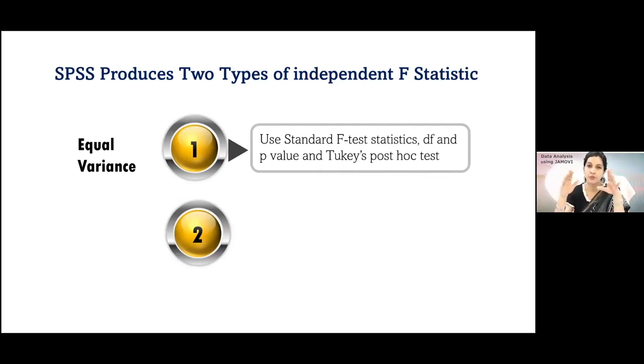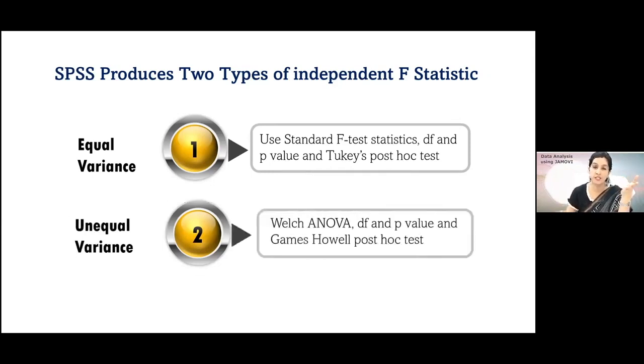So if the homogeneity of variance is met, then we will apply the Tukey's post hoc test. If the homogeneity of variance is not met, then we take the Welch ANOVA, like we used to take the Welch t. Similarly, you have to take Welch ANOVA, and the type of post hoc which we have to click is the Games-Howell post hoc test.